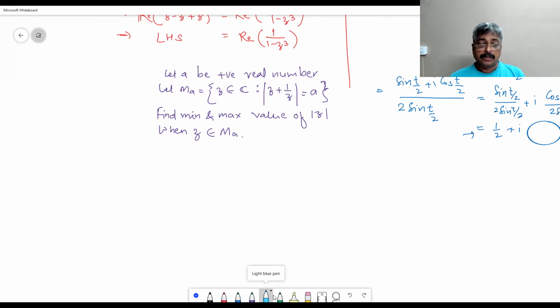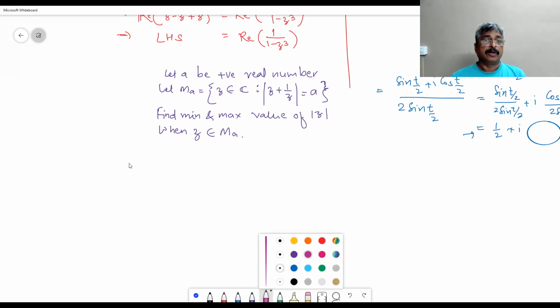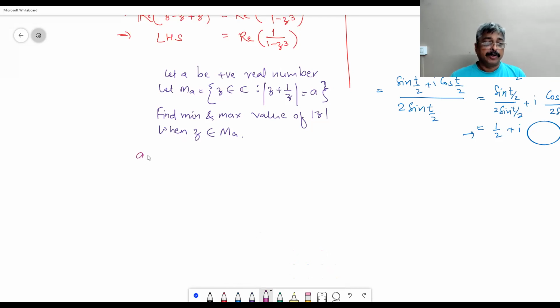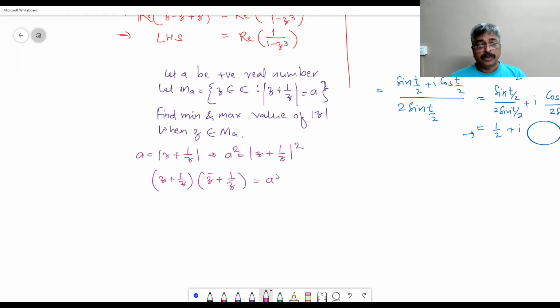This is a bad color. Let me change the color. Let us see how it looks. Mod of z plus 1 upon z is equal to A. This implies A square is equal to mod of z plus 1 upon z, bracket square. And now when we have a square like this, what do we do? We say z plus 1 upon z into z bar plus 1 upon z bar, that is equal to A square.